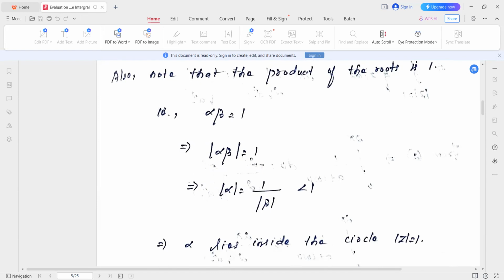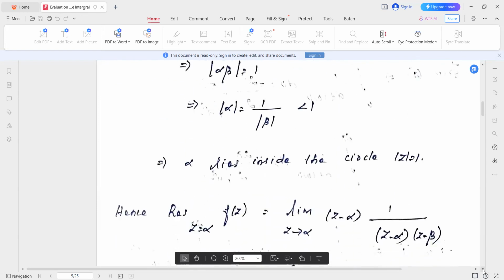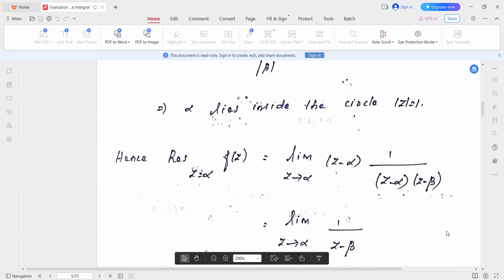As modulus of beta is greater than 1, modulus of alpha is less than 1. It shows that the pole alpha lies inside the circle. Okay. So now we are ready to apply Cauchy's residue formula for the poles. Since only the pole alpha lies inside the region, it is enough to find the residue at the pole alpha alone.